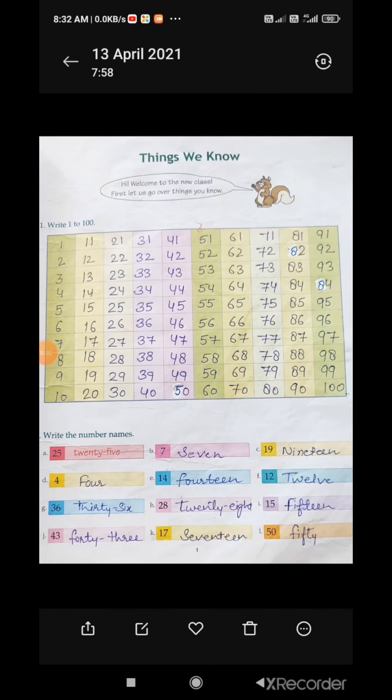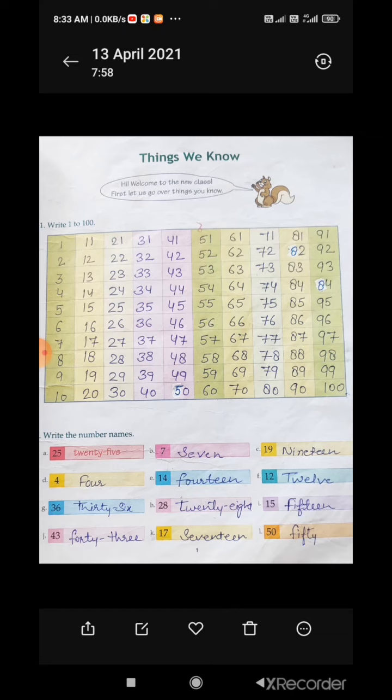Things we know. First question is write 1 to 100. Here you have to write forward counting from 1 to 100. And you have to do this work in books only, yourself in homework. Okay. Now question number 2, write the number names. Here you will write the spelling of the numbers.